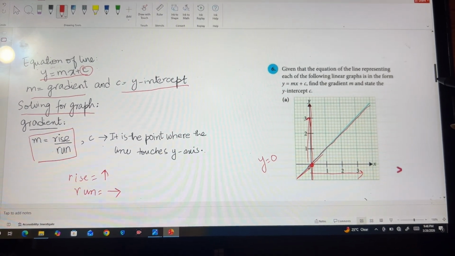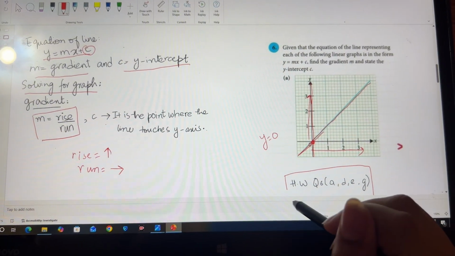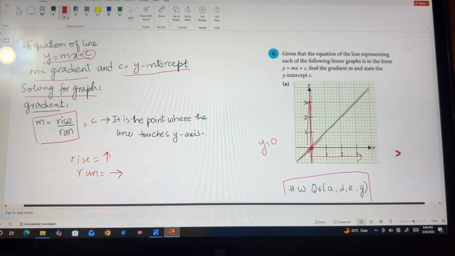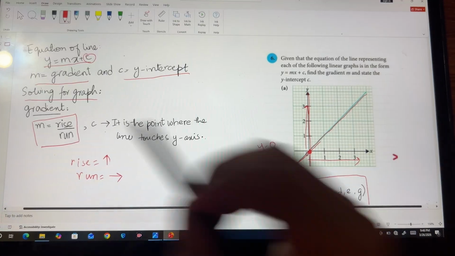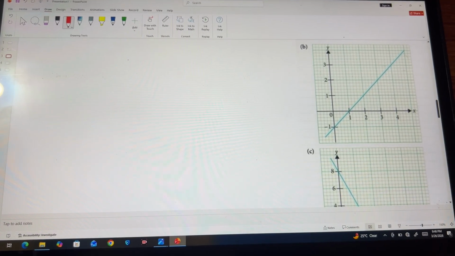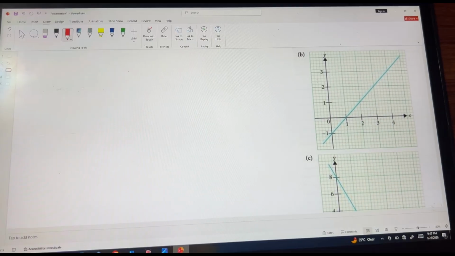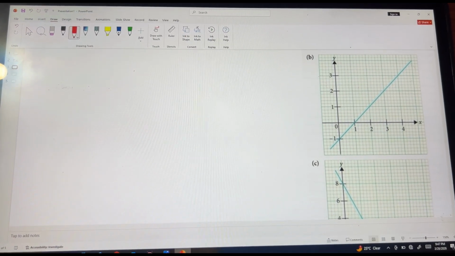Okay, so look over here. These are the homework parts: part A, D, E and G, and the rest of the parts we'll do right now. Okay, so now this is part B of question 6.